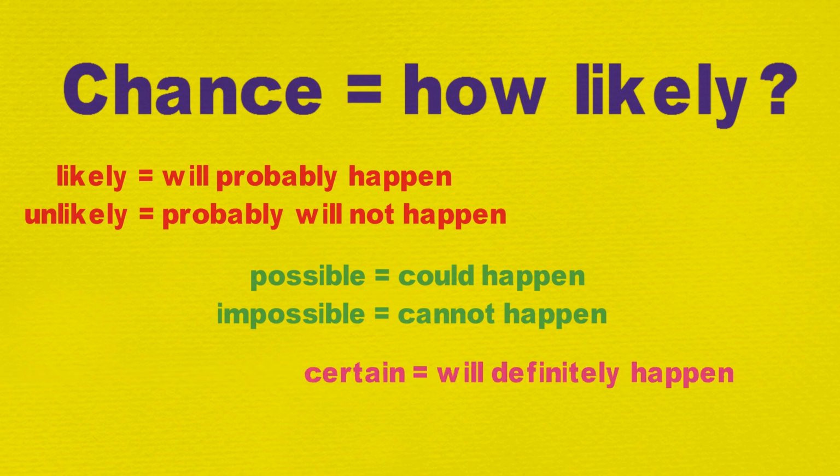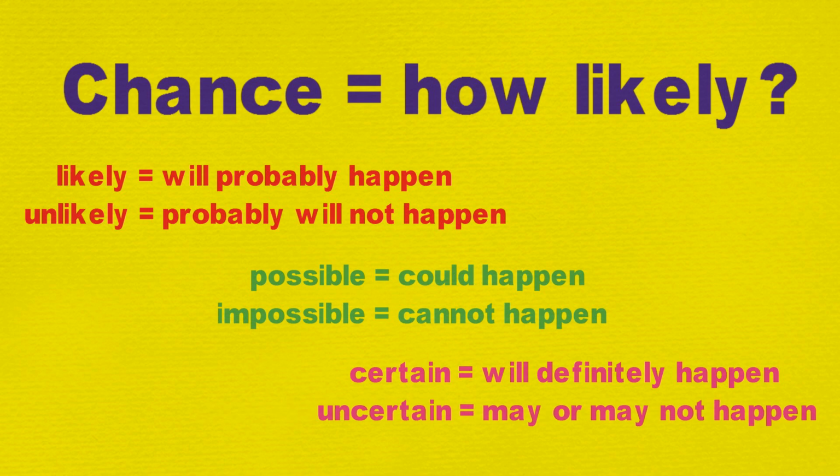If an event is certain, it means it will definitely happen, like Monday coming after Sunday. If an event is uncertain, it may or may not happen, like whether or not it will rain next week.